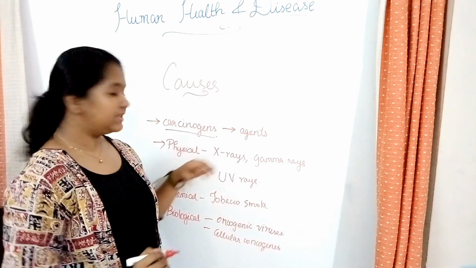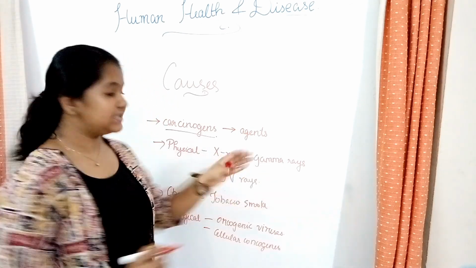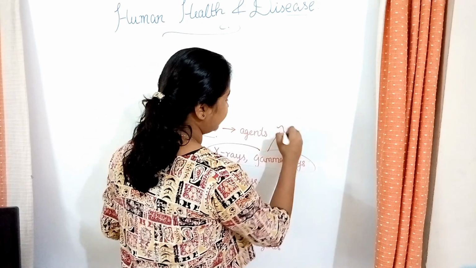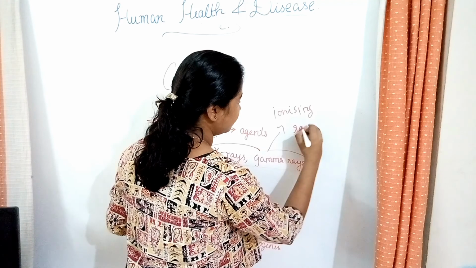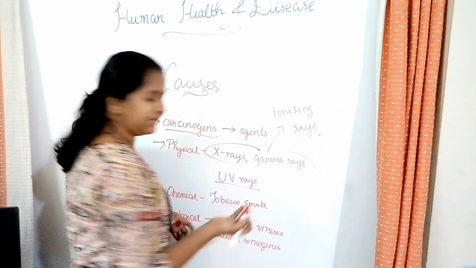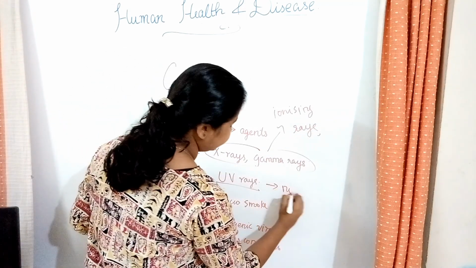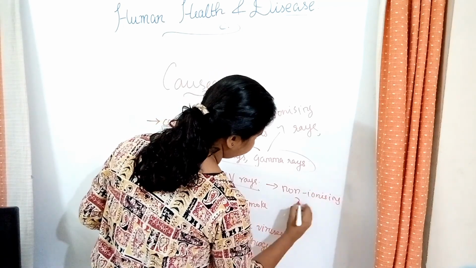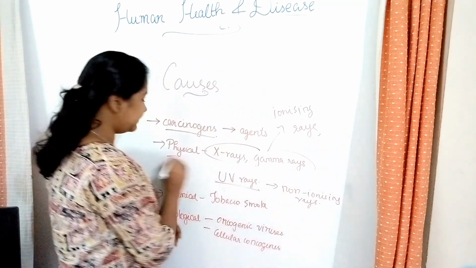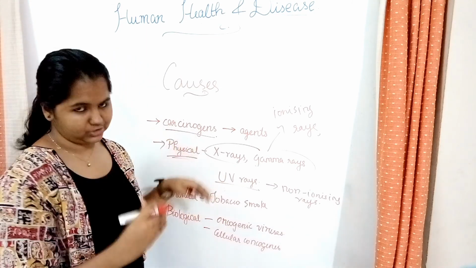For physical agents, there are X-rays and gamma rays. These are usually ionizing rays. And UV rays are non-ionizing rays. These are the physical agents.